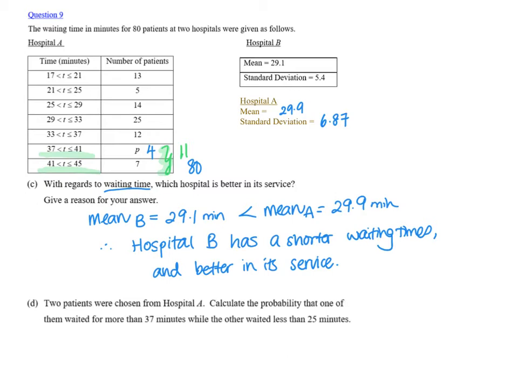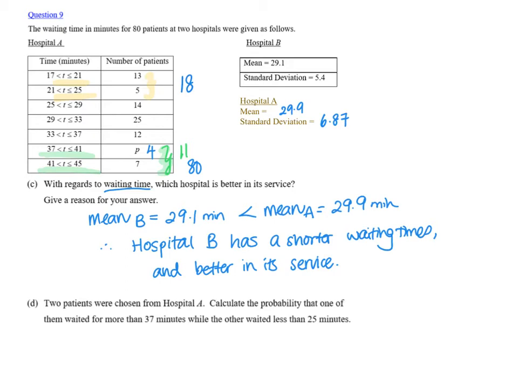Well, we want to have one more, that the other one is less than 25. Where is less than 25? Less than 25, that means it will be these 2 intervals, less than or equals to 25. So I will have this, and that will give a total of 13 plus 5, 18 people. So probability of choosing one that's more than 37, the other that is less than 25.